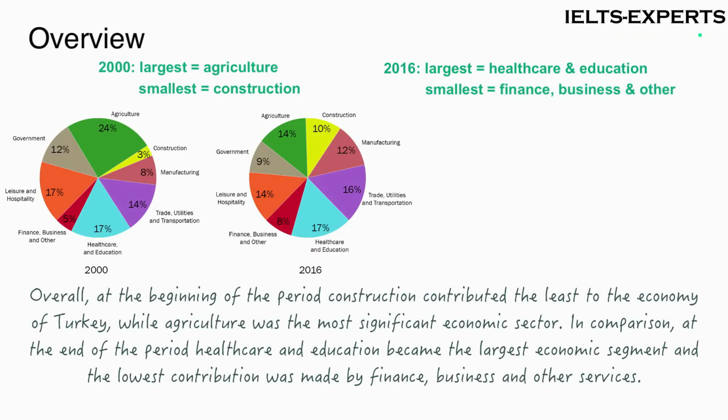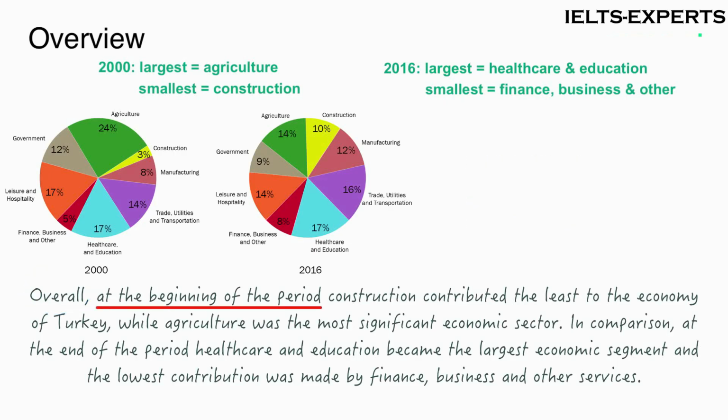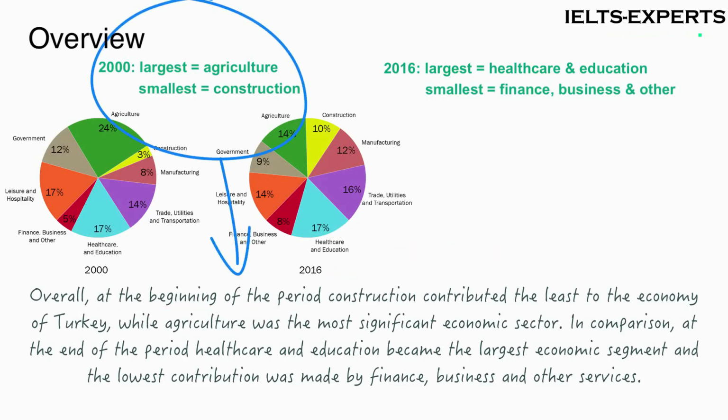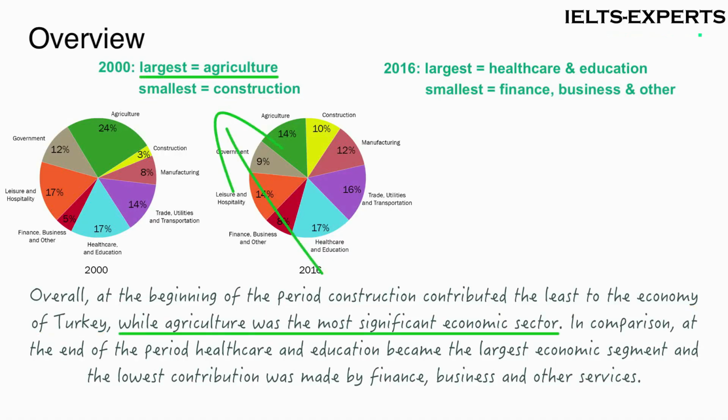You can see that the first word I use is the word overall. Always start the overview paragraph with the word overall. This word serves as an indicator, which tells the examiner that you start writing the overview paragraph. "At the beginning of the period" is just an equivalent way of saying "in the year 2000." Then we use our key features for the year 2000. I write that construction was the smallest economic segment, and agriculture was the largest economic segment.